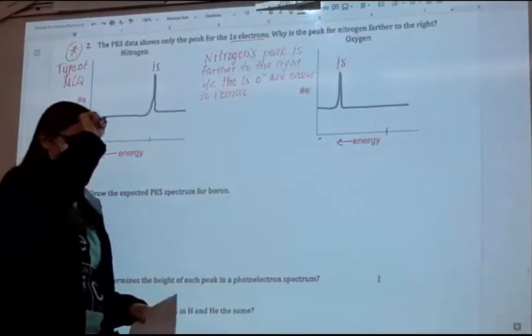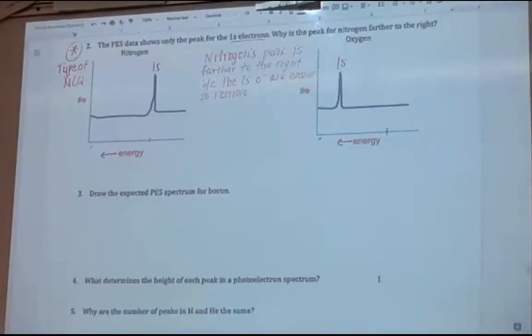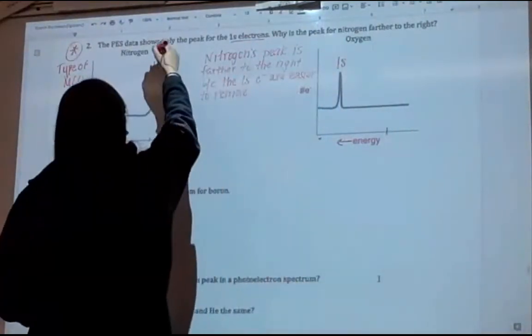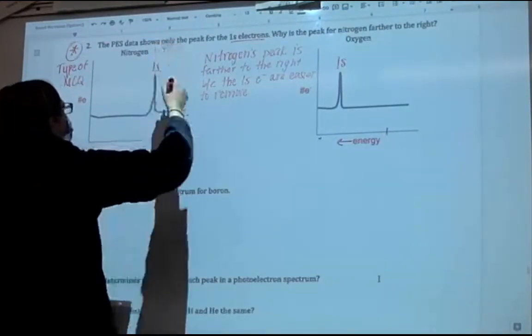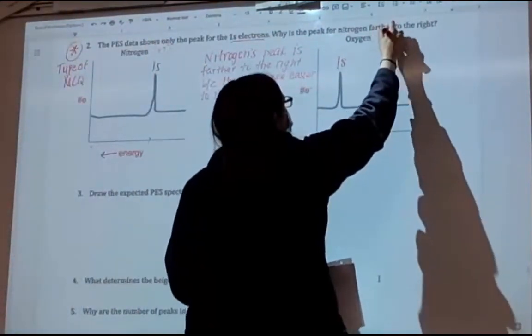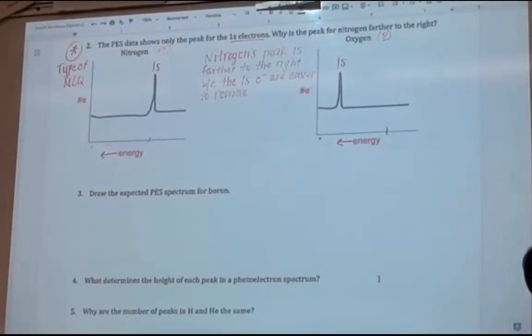This is where it comes to thinking about nuclear charge. So when we think about energy and how easy or how hard it is to remove, we have to look at the number of protons. So look at the atomic number. Nitrogen's atomic number is 7. Oxygen's is 8. So nitrogen has an atomic number of 7. It has 7 protons. Oxygen has 8.